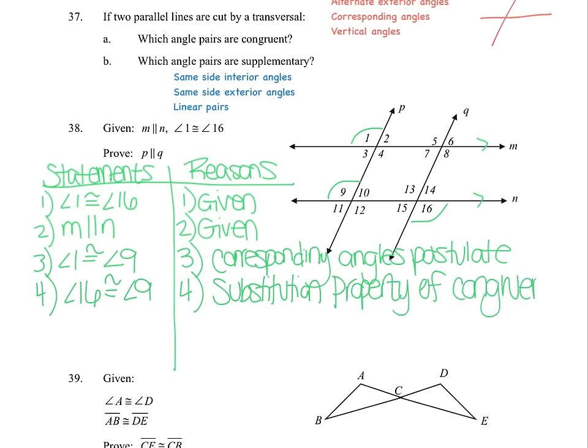And I can see this because I substituted this statement right here into step 3. So if I know angle 16 is congruent to angle 9, I can also see that these are alternate exterior angles. And if two lines are cut by a transversal such that alternate exterior angles are congruent, then we can prove that the lines are parallel. So we can go into step 5, which proves P is parallel to Q.